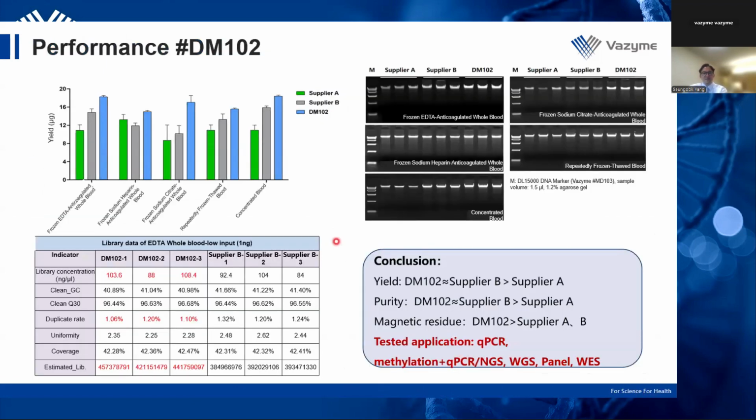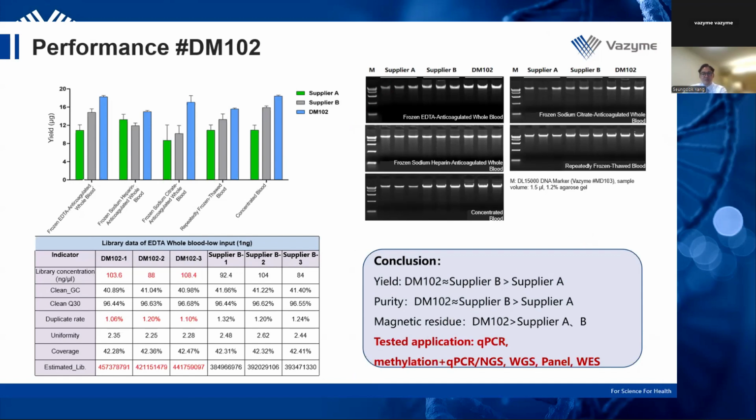So on the left, you can see the yield comparison from different whole blood types, and the blue bar represents the DM102 and consistently shows higher or comparable yields compared to supplier A and B across the various blood preservation conditions. And on the right side, the gel images confirm the high integrity of the DNA extracted by DM102. And the bands are strong and intact, showing the reliable performance.